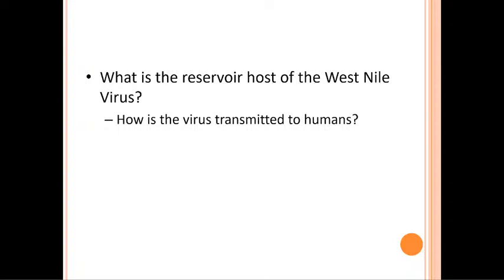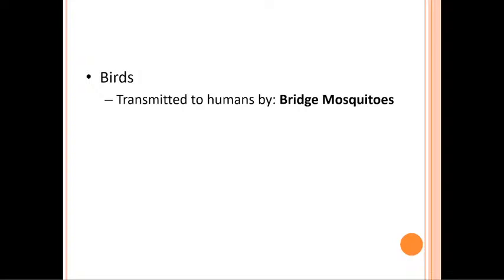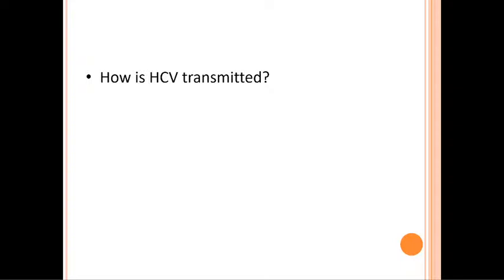It is carried by birds, but it is transmitted to humans by bridge mosquitoes. Okay? Now, HCV is transmitted to humans by humans via parenteral route. The reason why it is important in this discussion, especially in serology and blood banking, is because they are the ones that are transmitted via injections. Okay? Via injections. So, yung mga IV drug users, yung mga ganon.